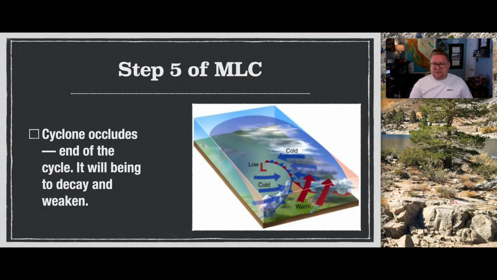which takes us to the last step, which is really when the cyclone occludes and it's the end of its cycle, and it will begin to decay and weaken. So that's, in a sense, where it kind of goes back to where it started from, where the cold and warm fronts are now going to be stacked on one another, and it becomes almost a standstill. But it's kind of the dissipation of that system. So those are those 5 steps.